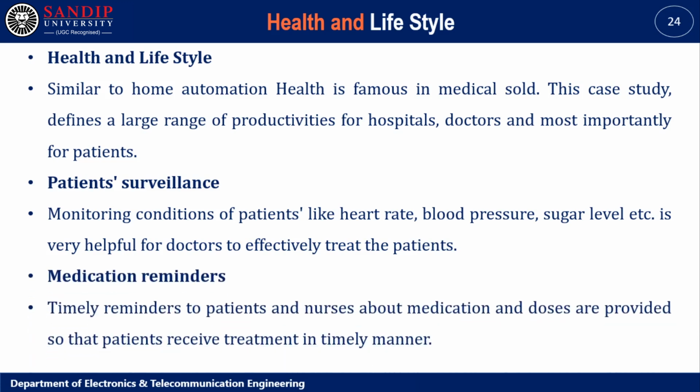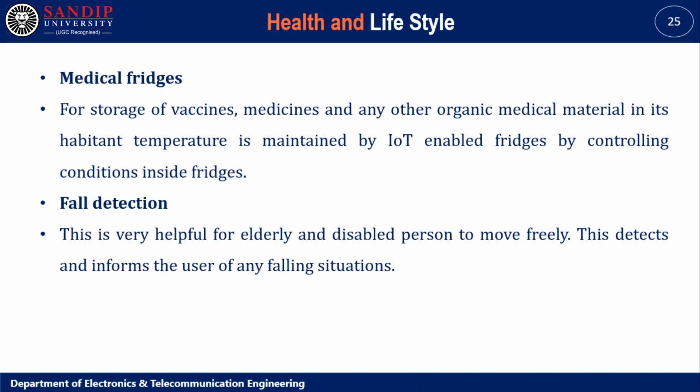Medication reminders: timely reminders to the patients and nurses about the medication and dose are provided so that the patient receives treatment in a timely manner. Medical fridges: for storage of vaccines, medicines and any other organic medical material, its habitat temperature is maintained by an IoT embedded fridge by controlling conditions inside the fridge. Fall detection: this is very helpful for elderly and disabled persons to move freely. This detects and informs the user of any falling situation.